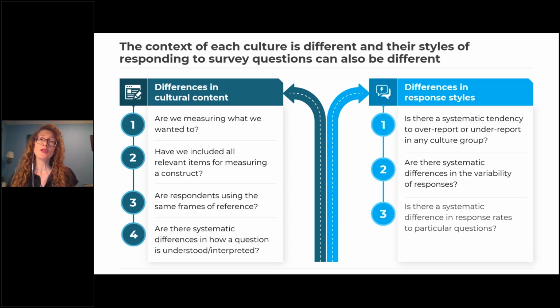In terms of understanding differences in response styles, we should ask ourselves before entering a market: is there a systematic tendency to overreport or underreport in any culture groups? And by the way, this is not necessarily just across different countries, it could be within a country itself. Are there systematic differences in the variability of responses? Is there a systematic difference in response rates to particular questions? Let's dig a little further.